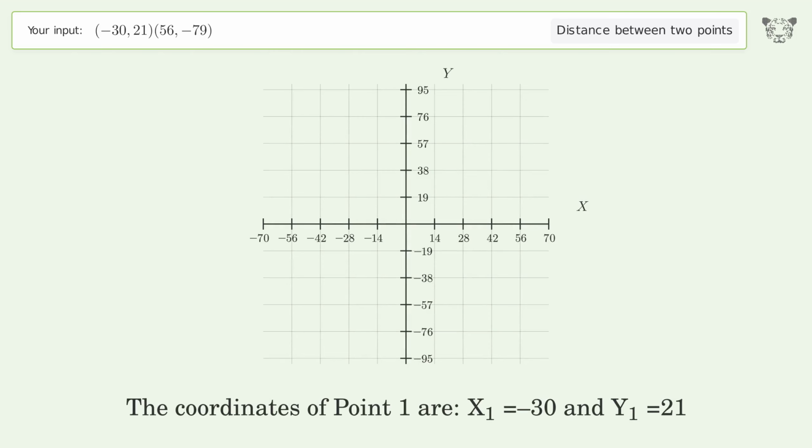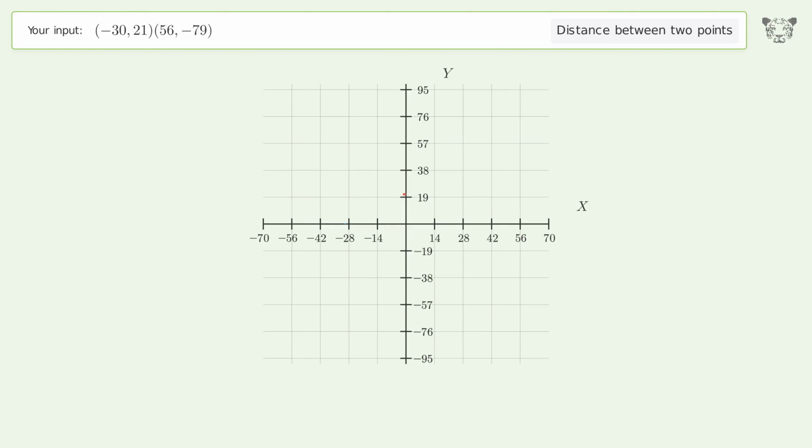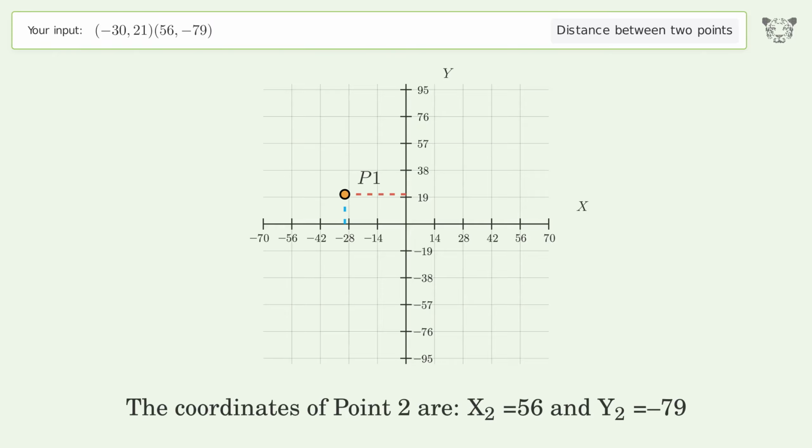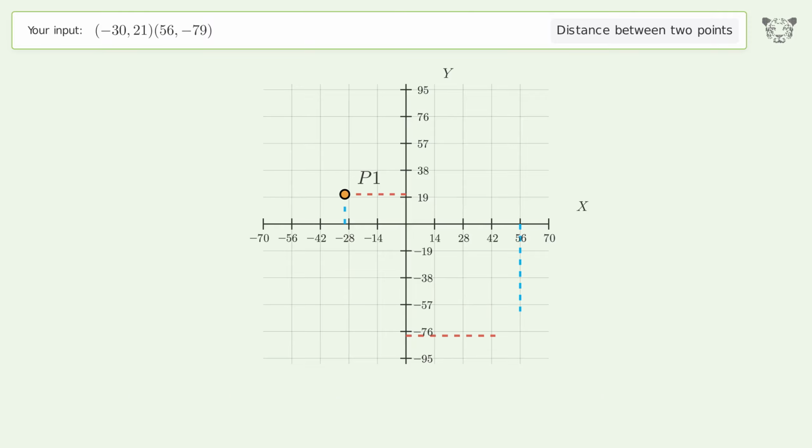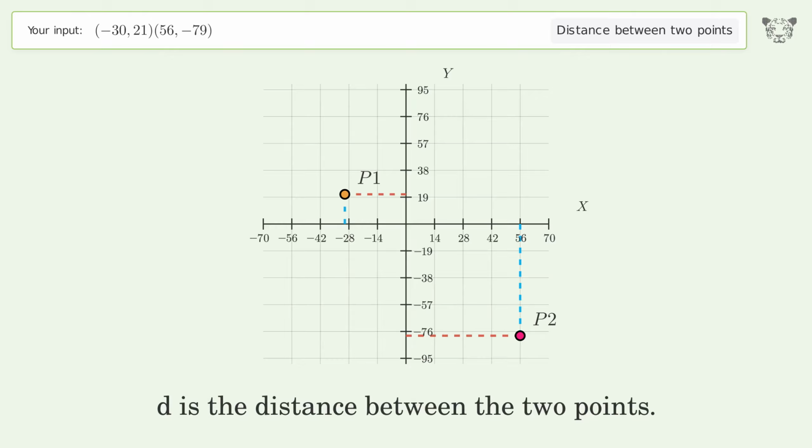The coordinates of point 1 are x1 equals -30 and y1 equals 21. The coordinates of point 2 are x2 equals 56 and y2 equals -79. D is the distance between the 2 points.